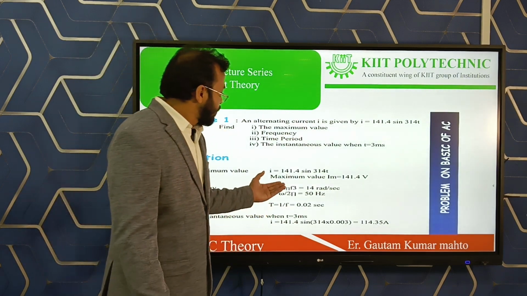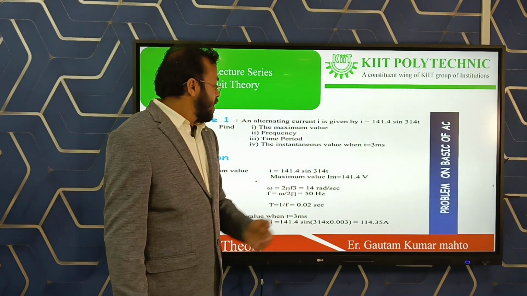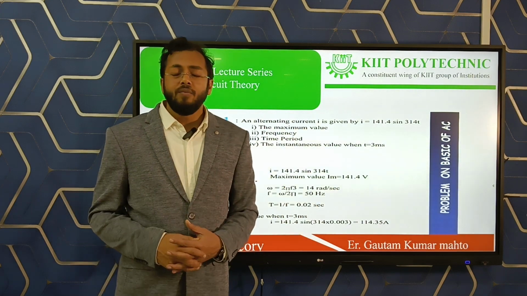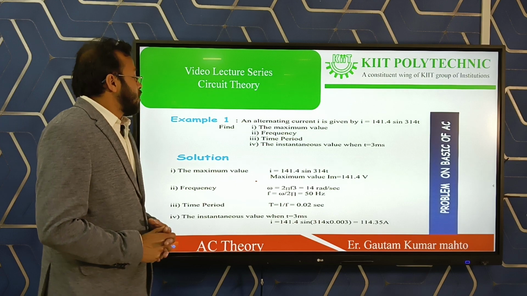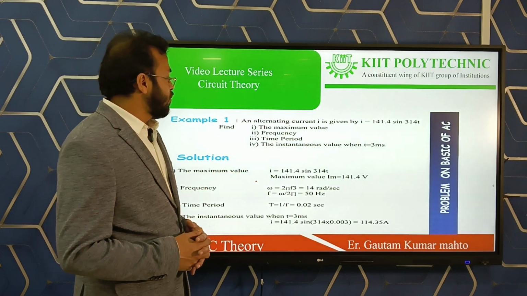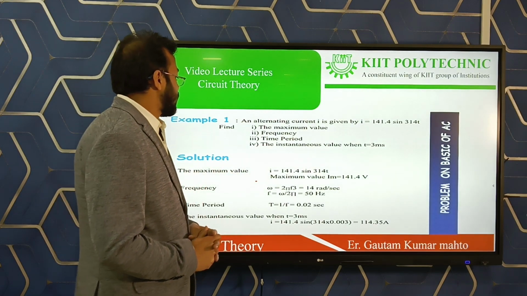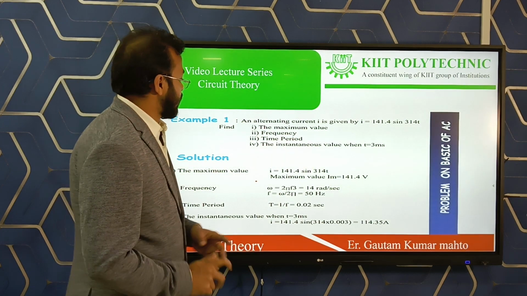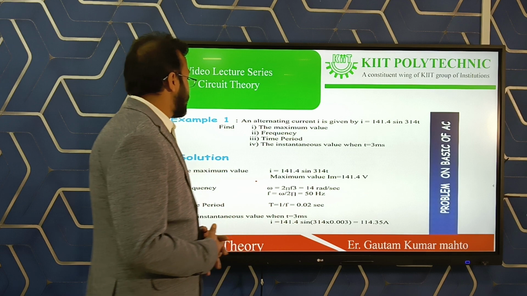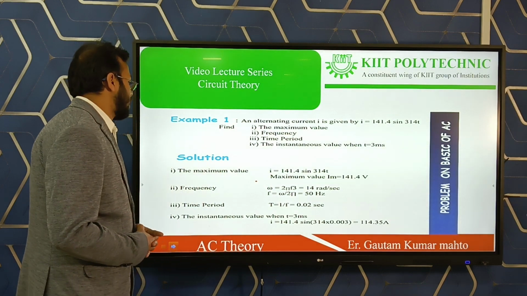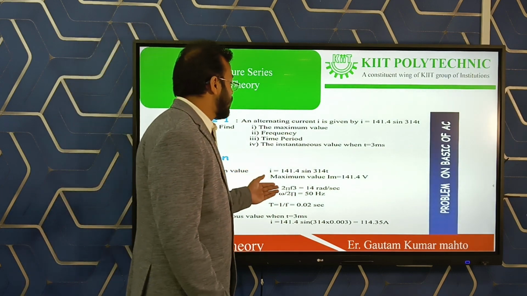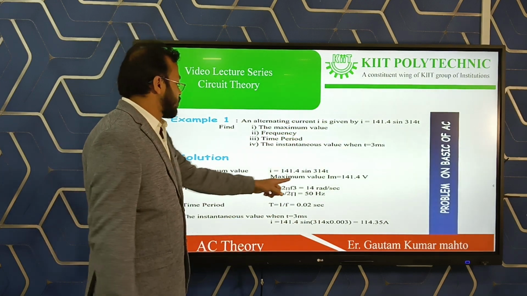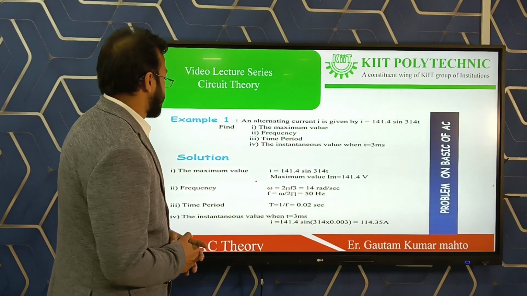So we can compare the omega with 2 pi f, and by dividing by 2 pi we can say that f is equal to 50 hertz and omega is equal to 314 radian per second. This should be 314 radian per second, the value of omega, and frequency should be equal to 314 divided by 2 pi. So there should be 314 radian per second.